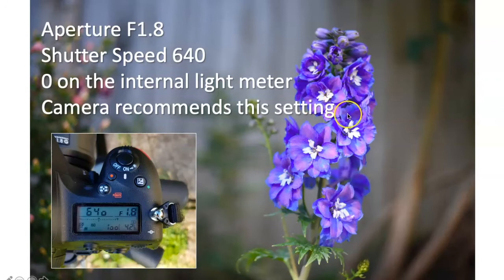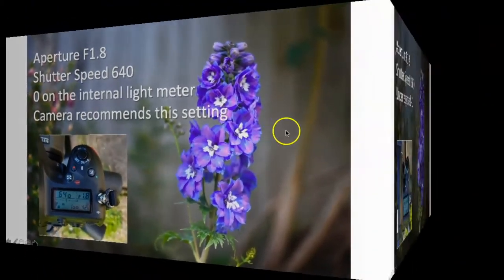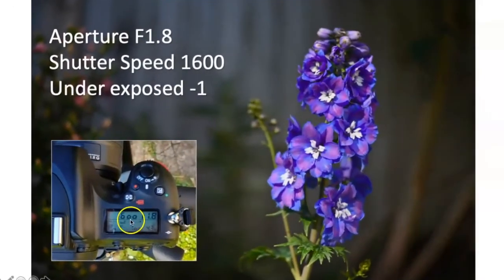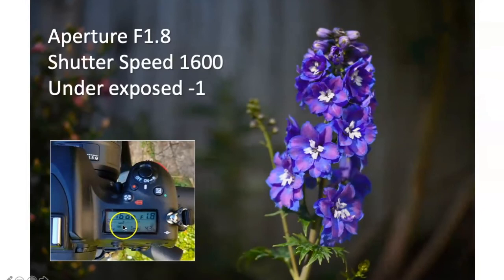Having seen this lovely delphinium plant in my garden, it's not really doing it justice. So if we go to the next one, here we go. Now this is what we call underexposed. If we look here on the light meter, we've got the 0 and then it's gone one stop minus. So the exposure time has now been halved again, so less light is coming in, therefore the picture will appear darker. And you can see now the flowers have got much more depth to them.